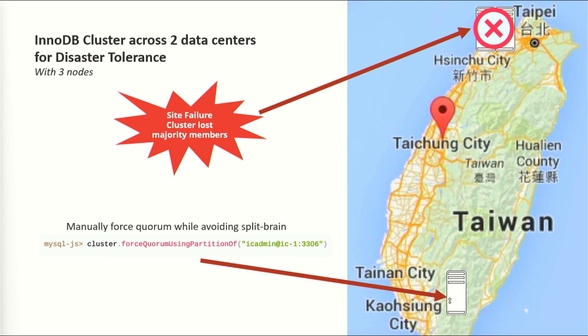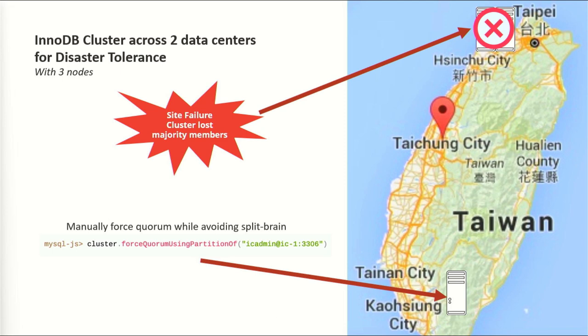However, if there is any site failure at the Taipei data center, this node will lose the majority of members. So this node will not be available as well. So the DBA needs to connect into this cluster node member, and then execute force quorum using partition off in order to promote this one as the primary. Remember, in this scenario, the InnoDB cluster lost the majority of nodes. Therefore, the remaining nodes will not survive. And we need to manually promote one of the nodes to become a new primary.